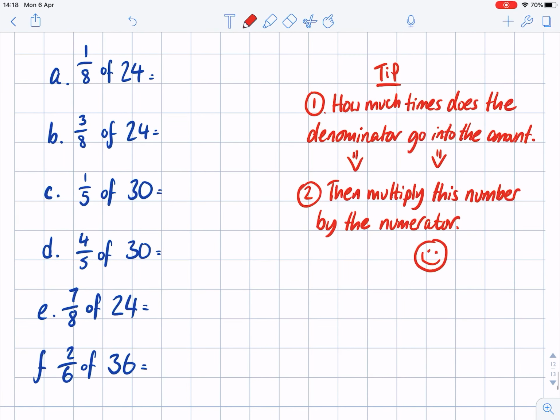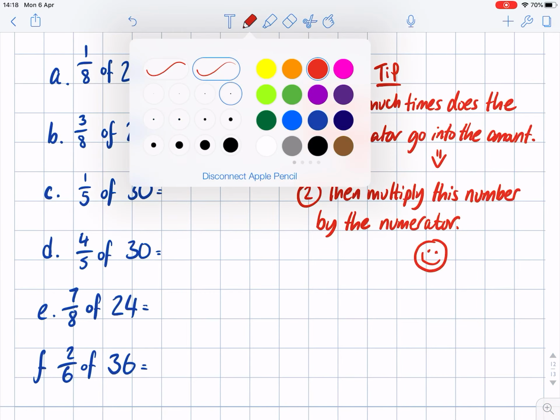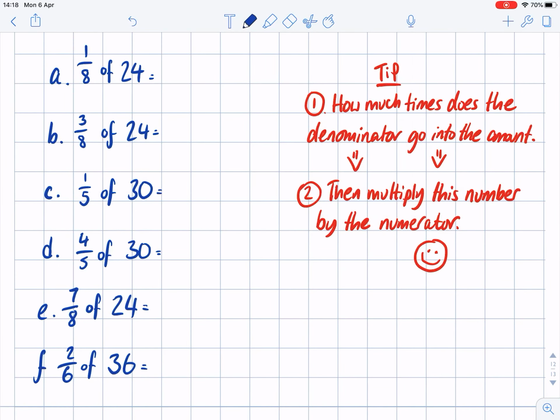Okay, so your turn now. You've got 2, 4, 6 problems. And I put a tip here on the right-hand side for you. Remember, the first question you're asking yourself is how many times does the denominator, the bottom number of the fraction, go into the amount? And then however many times that is, whatever your answer is, multiply it by the numerator, which is the top number. So pause now. Best of luck. Press play when you're ready to go through the answers.